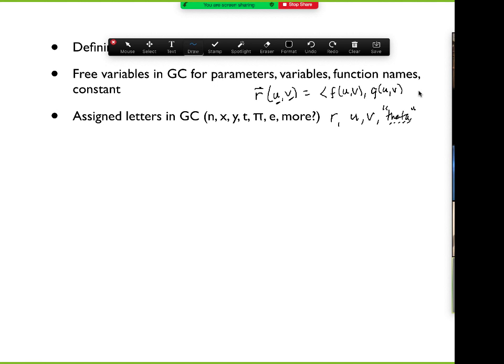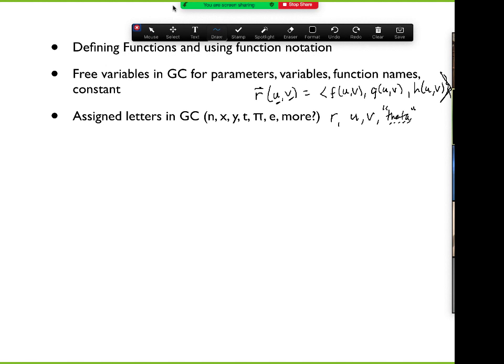The conventional nomenclature for those two parameters is u and v. So that's what GC has also. Anything else you can think of? Z, right. If you type in Z, that's going to open an R3 axis.